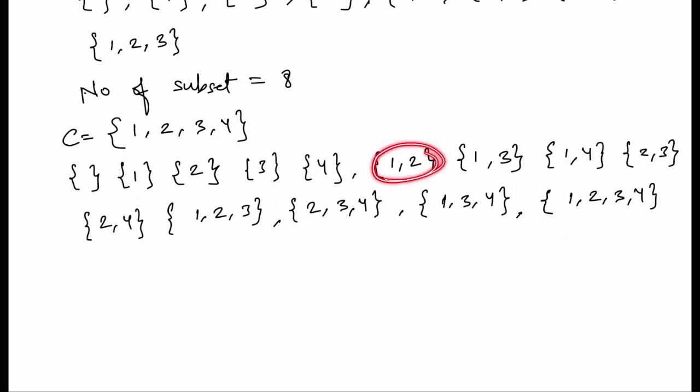I have considered 1 comma 2, 1 comma 3, 1 comma 4, then 2 comma 3, 2 comma 4. Then I should have taken 3 comma 4. I missed 3 comma 4.